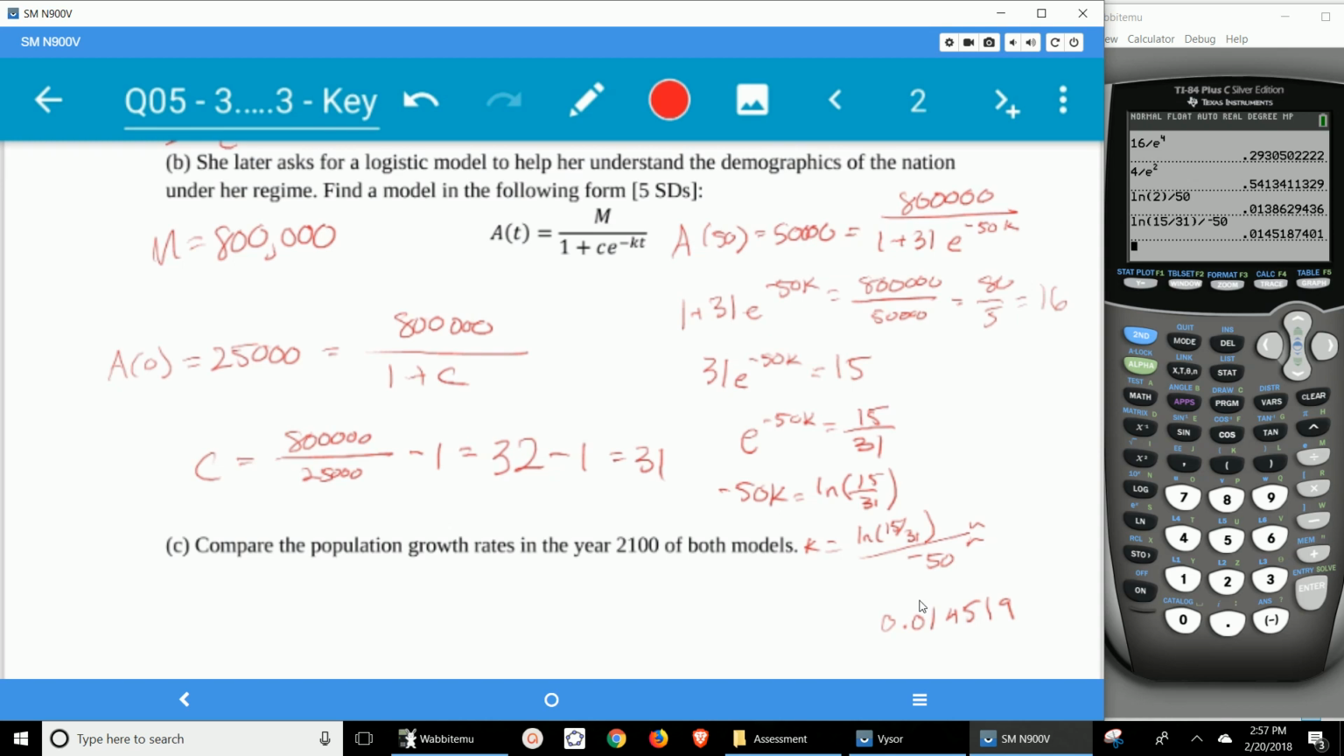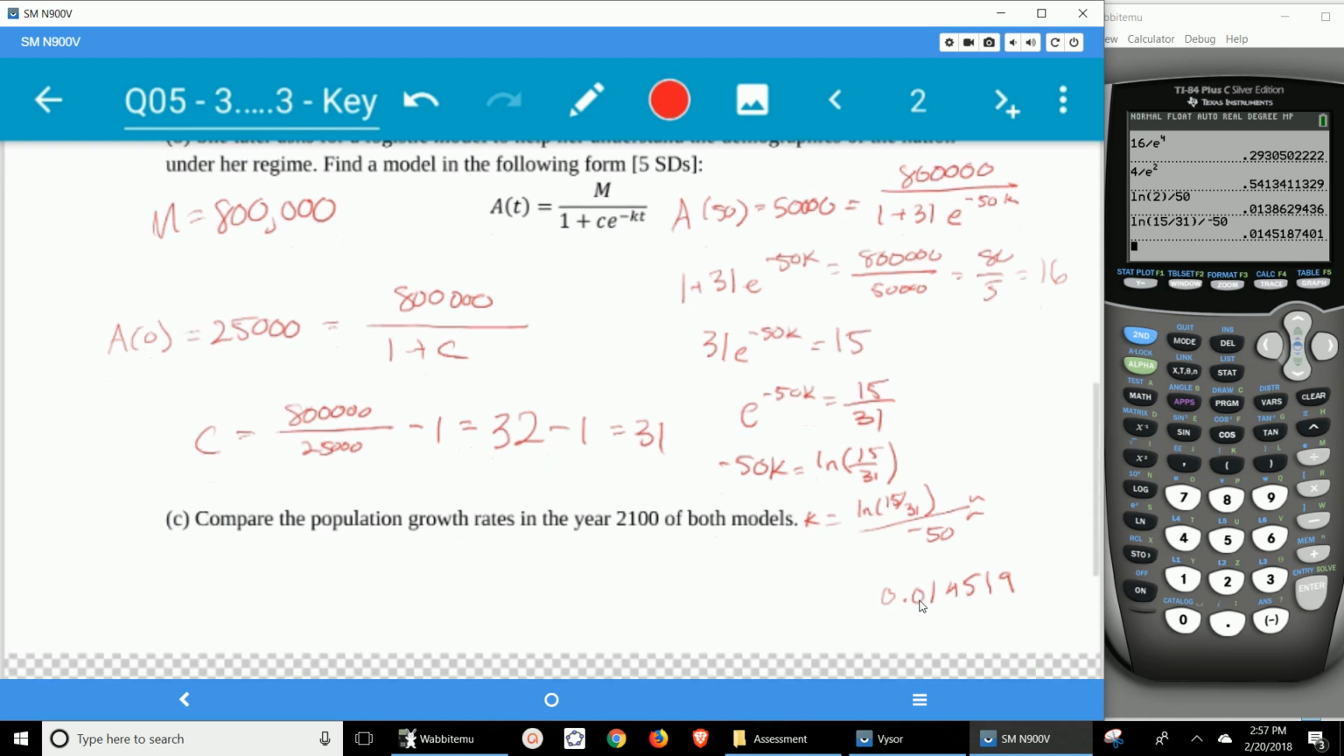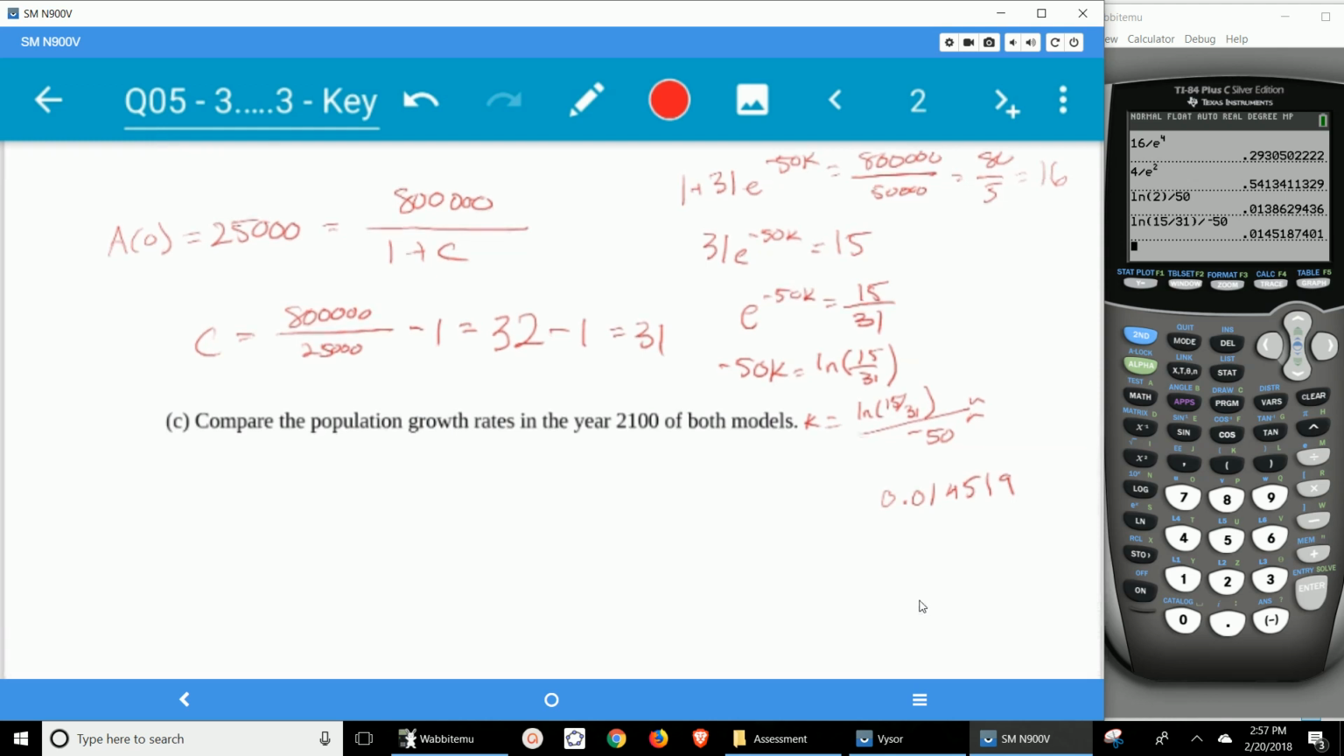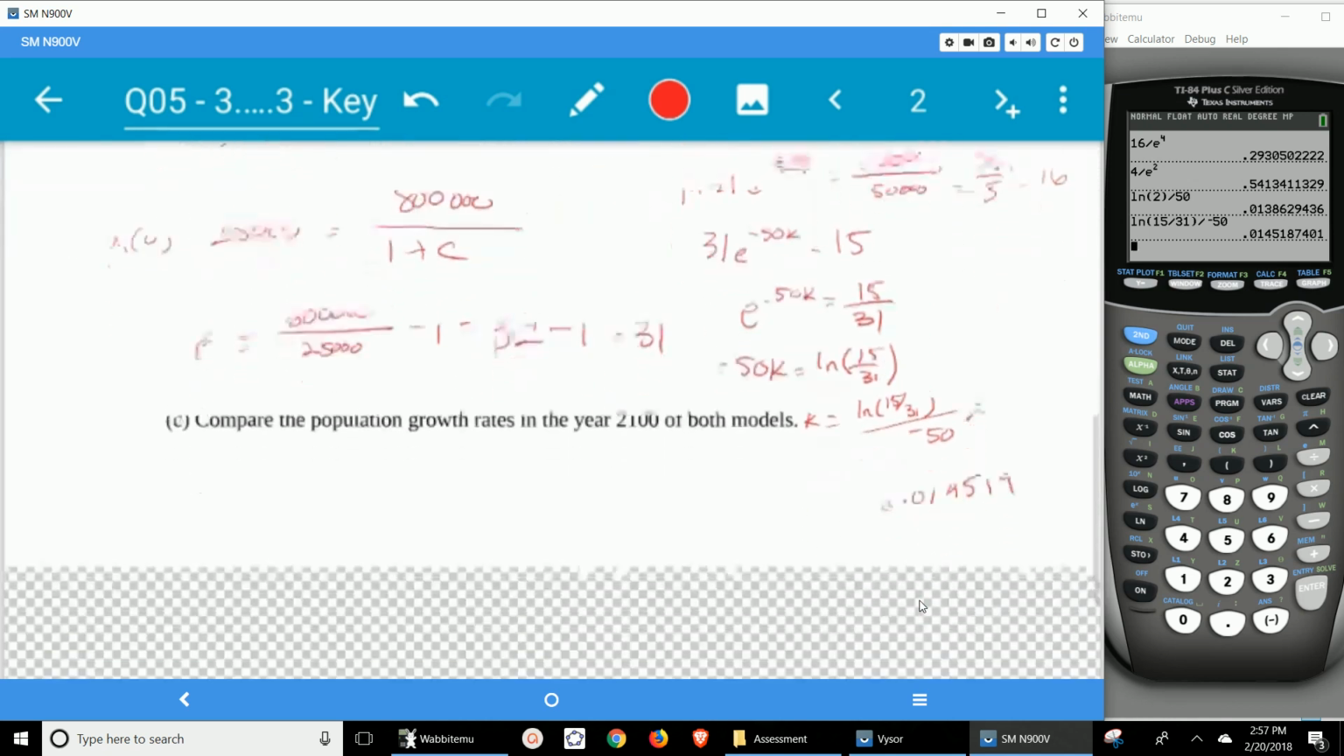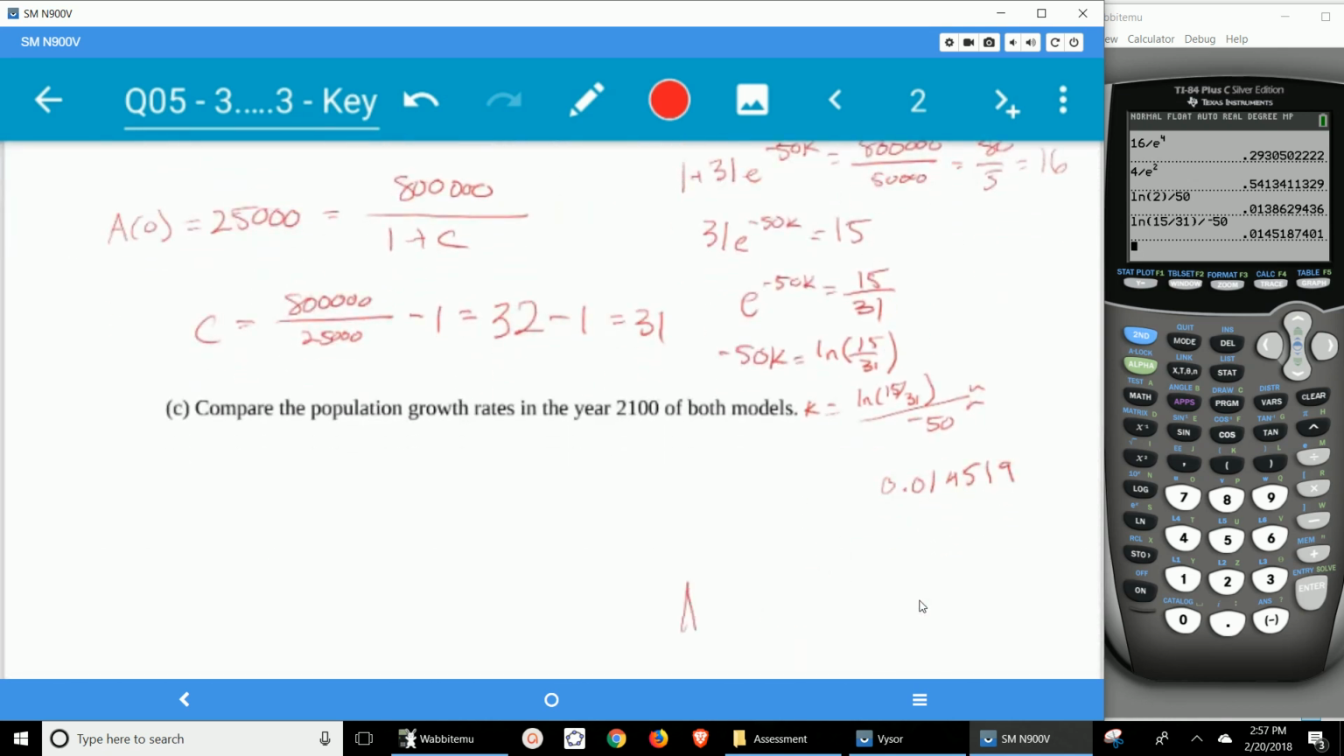So now we can get our model. It would be A of t is 800,000 divided by 1 plus 31 e to the negative 0.014519t.